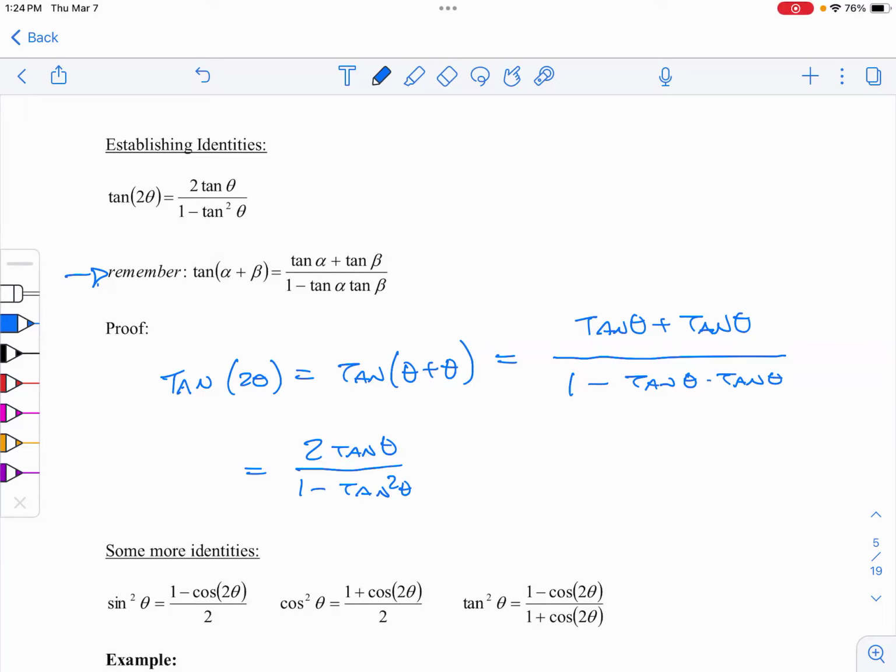The double angle formula for tangent theta is actually just a special case of the sum difference formula for tan of alpha plus beta, whatever. So that is straightforward, just using this one. So this one, I definitely don't have memorized.